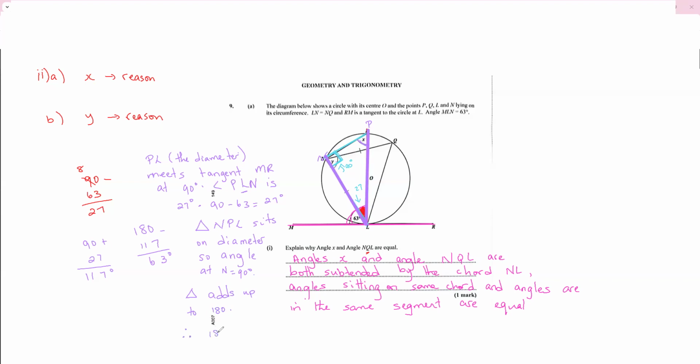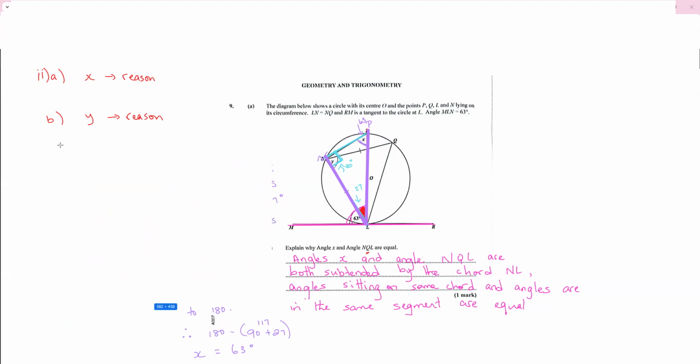Therefore, 180 minus, you add the two sides that you know, 90 plus 27, that's 117, is equal to 63 degrees. So x is 63. All right, so let's take a look at y now. Make sure you guys have it. So we know that x is 63, and we gave the reason behind it.